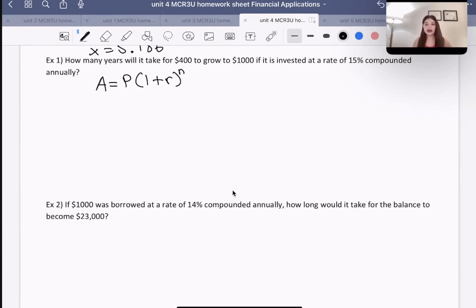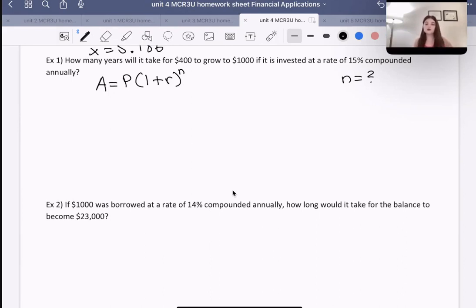They're asking how many years it will take. So they want to know what's the number of payments, right? Because it says compounded annually. So the number of payments is actually the same as the number of years in this specific case because it's compounded once per year, right? That's what we mean by compounded annually.